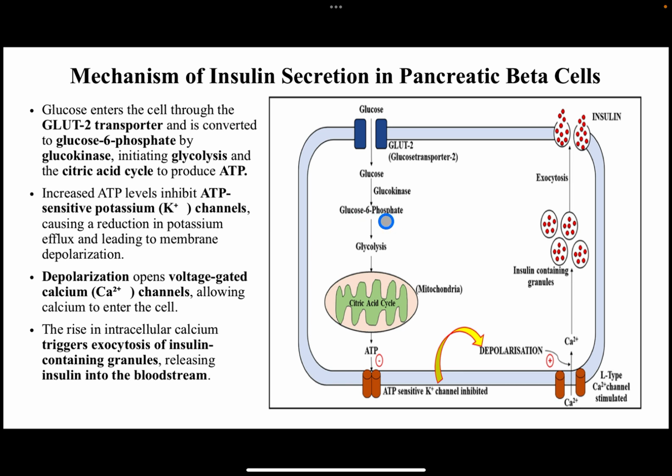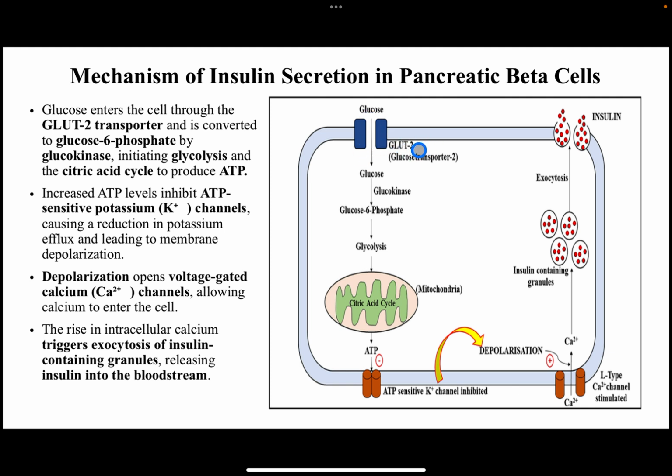Okay, now once it converts it into glucose 6-phosphate, glycolysis will occur. It will enter what we call a glycolytic pathway. It's entering the glycolytic pathway so that it finds its way into the mitochondria for oxidative phosphorylation to take place. Now what will happen is that when glycolysis occurs, this glucose 6-phosphate is coming into the mitochondria. And at the end of the day, this metabolic process will lead to an increased production of ATP.